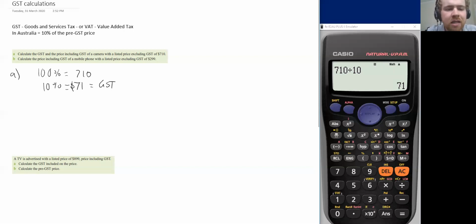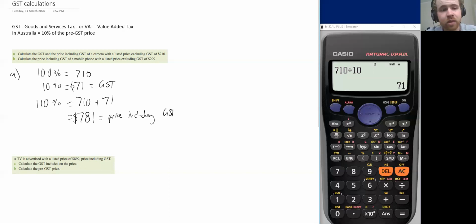Therefore, the price including GST is going to be 110%, which is just these two added together. So 710 plus 71 equals 781. And that's our price including GST. Okay, so 100% is the pre-GST price, 10% is the GST, and then 110% is the price including GST.